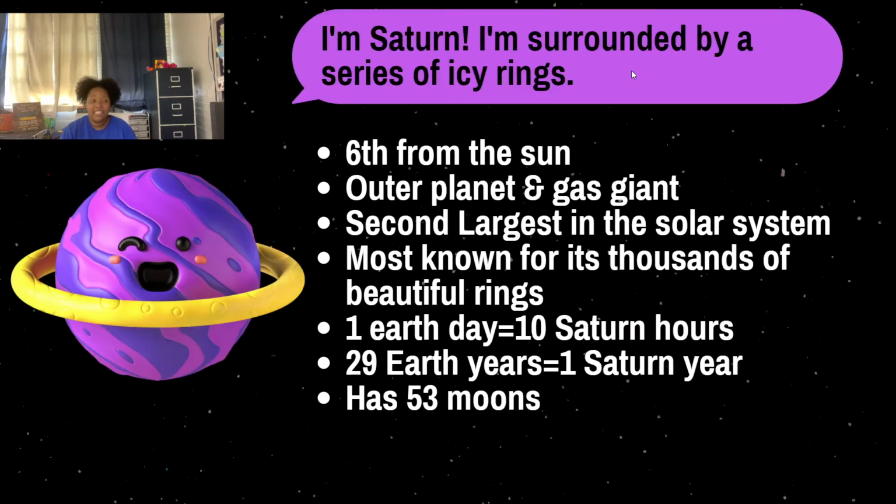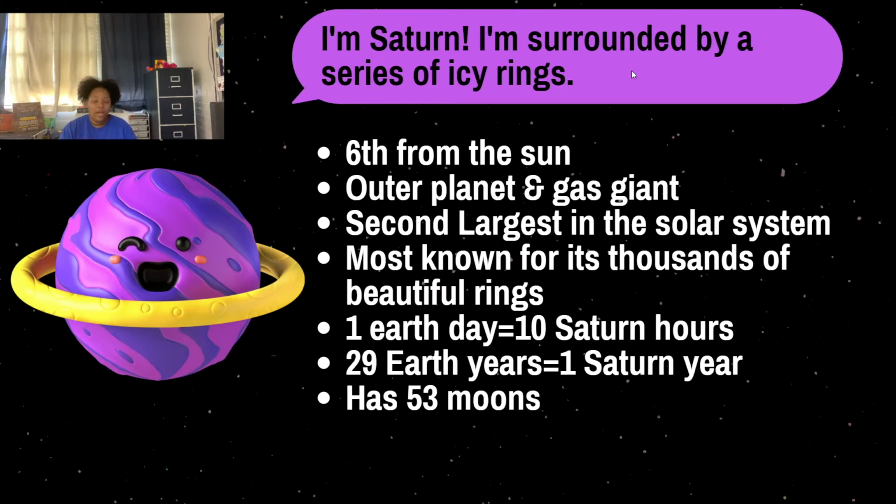Next, we have Saturn, and as we know, Saturn is surrounded by a series of very icy, beautiful rings. It is 6th from the sun. Again, it's an outer planet and a gas giant. It is the second largest planet in our solar system. And as I said, it's known for its gorgeous, gorgeous rings.